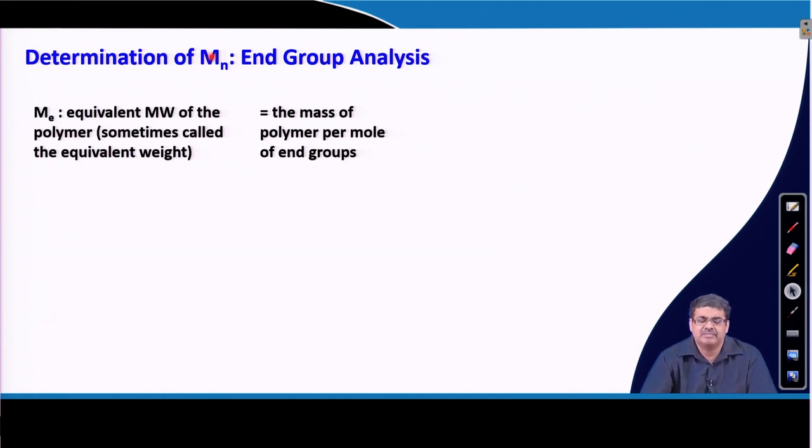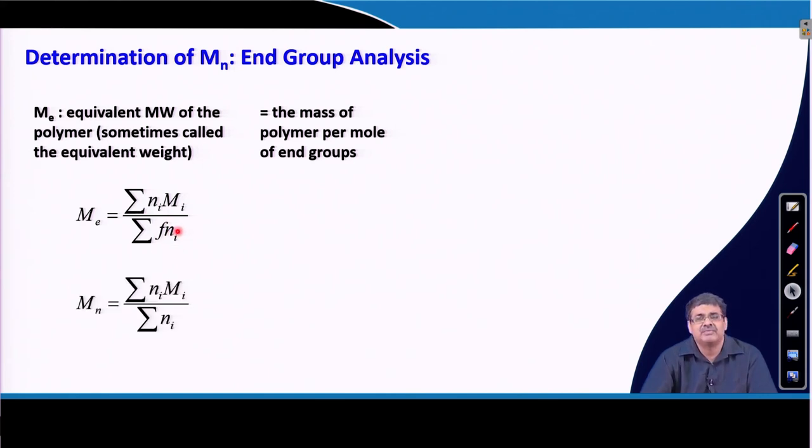To find out the molecular weight, we need to find out Me, which is the equivalent molecular weight of the polymer, sometimes called equivalent weight, the mass of polymer per mole of end group. Here, this is the total mass, Ni is the number of moles of polymer chains, and this is the molecular weight. So, this multiplication gives the total weight, and this gives us the total number of ends. Ni is the number of polymer chains, and f is the number of end groups per polymer chain. So, f multiplied by Ni will give us the total number of ends.